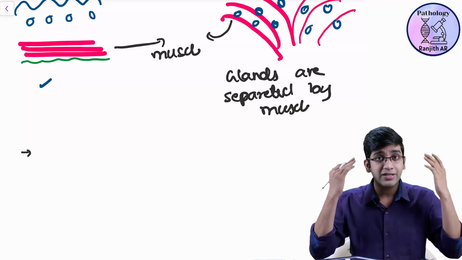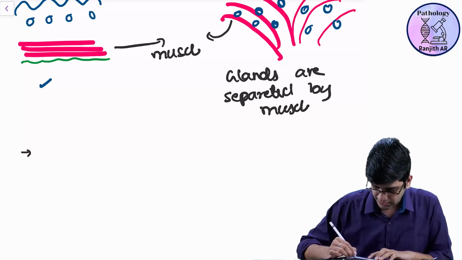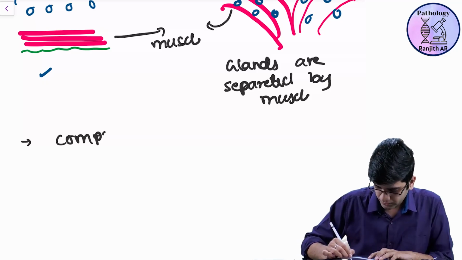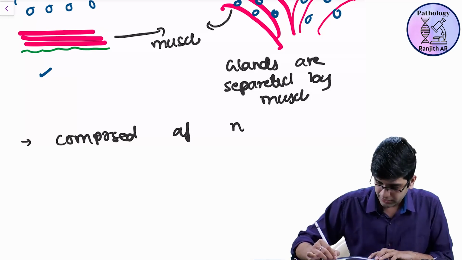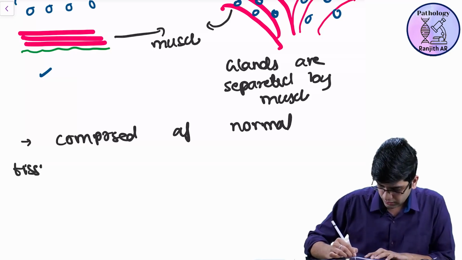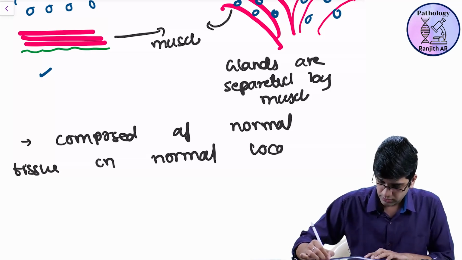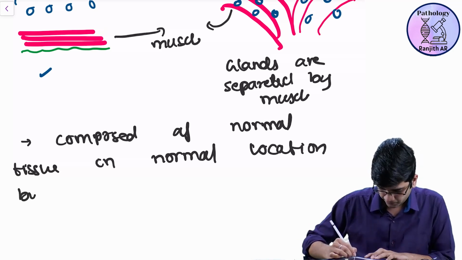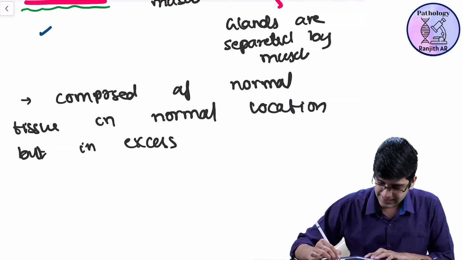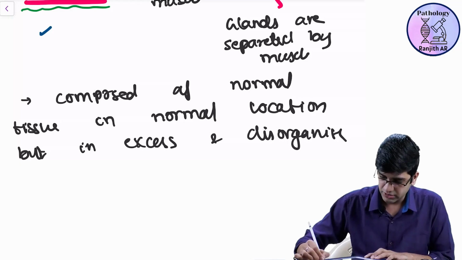Recollect whatever I'm saying, listen to whatever I'm telling, and then write the notes, right? Don't just do it mechanically. Hamartomas are lesions which are composed of normal tissue. The gland and the muscle is normal, in normal location, right? In the colon, but in excess, it has to be in excess, right? And in a disorganized fashion. Has to be in a disorganized fashion.